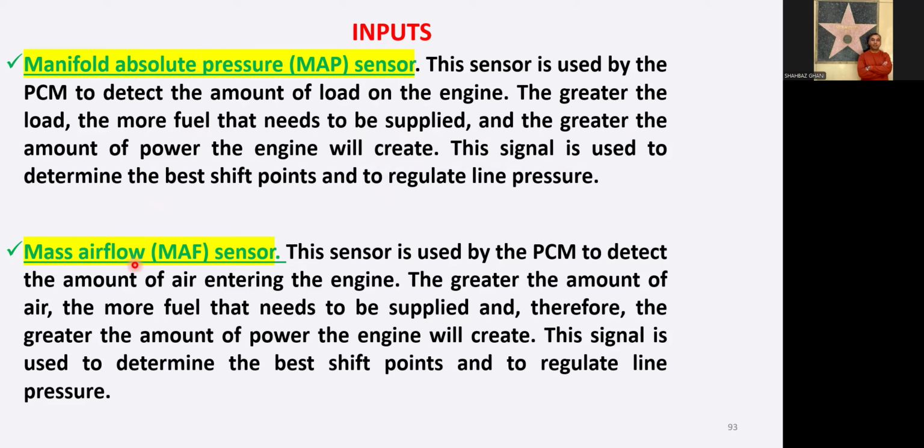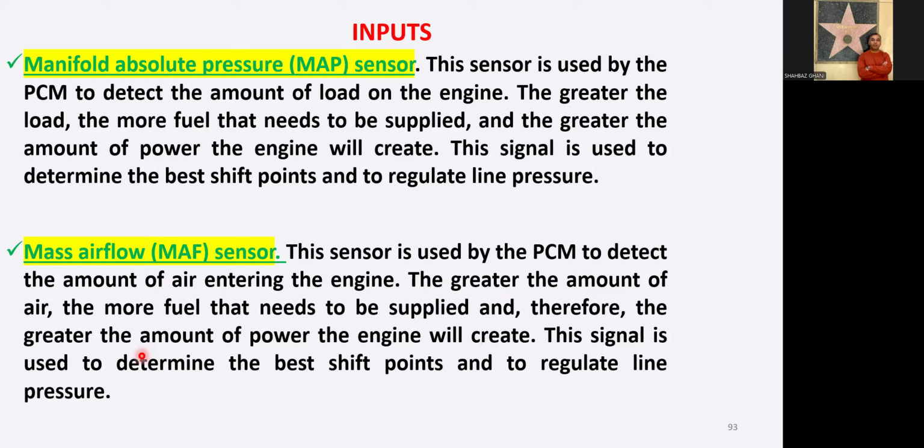Then we have the mass airflow sensor, MAF. This sensor is used by the powertrain control module to detect the amount of air entering the engine. So how much air is entering the engine? This mass airflow sensor gives you that information. The greater the amount of air, the more fuel needs to be supplied, and therefore the greater the amount of power the engine will create. If we are getting more air, it requires more fuel to make a complete homogeneous mixture, which is needed to have more power.